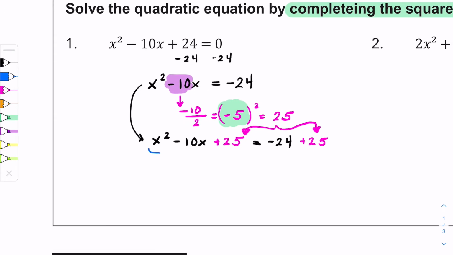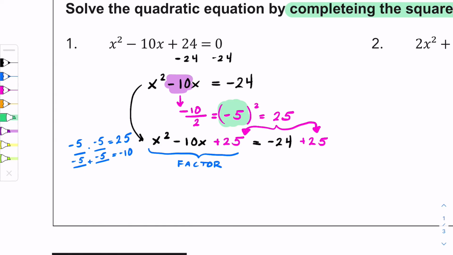Now you need to factor the left side of the equal sign. And you have to think to yourself, what two factors multiply to equal a times c, which is 25, and the same two factors that add together to equal negative 10? And this is where that significant value of negative 5 comes in. Negative 5 times negative 5 is 25, and negative 5 plus negative 5 is negative 10.